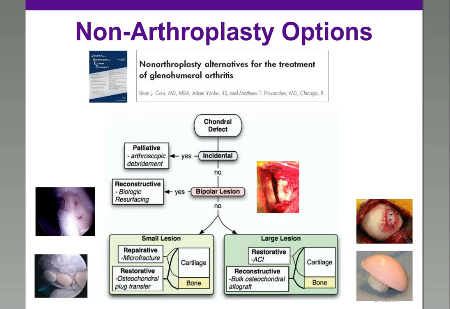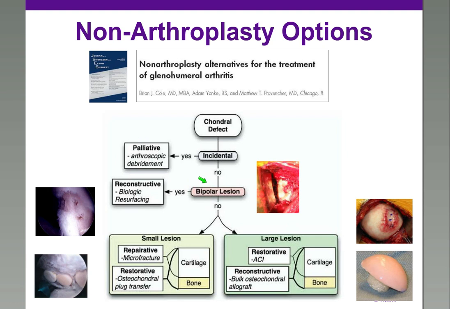So the crux of our talk is really the non-arthroplasty options for chondral lesions and glenohumeral arthritis in this young patient population. So Cole, Yankee, and Preventure at Rush published this paper in the Journal of Shoulder and Elbow Surgery, and they had this algorithm that you see here. And basically, if you find a chondral lesion incidentally at the time of arthroscopy, the recommendation is some sort of palliative approach, and that's an arthroscopic debridement. And if the lesion is bipolar, you can consider doing a capsular release.